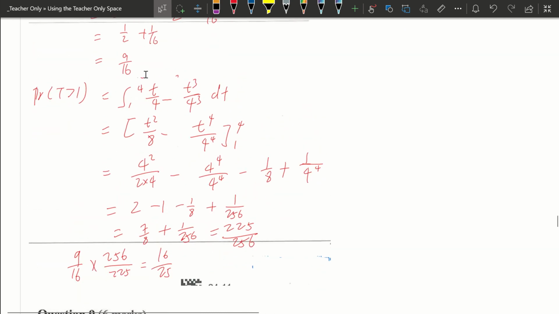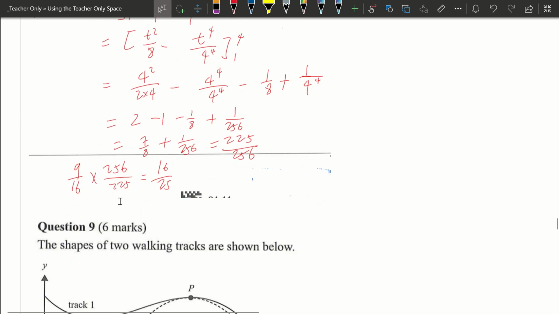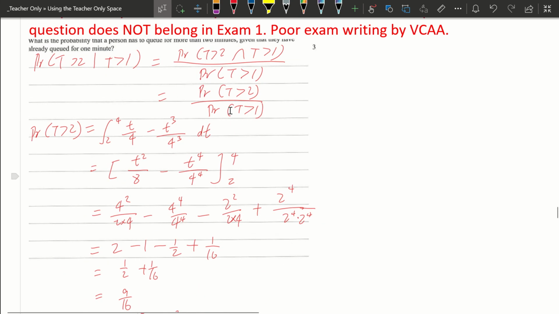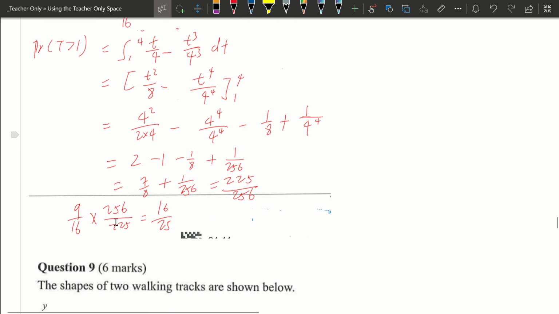All I've done here is 9 over 16, which is here. Instead of dividing by the probability that is bigger than 1, I'm multiplying by the reciprocal of it. When you are dividing by a fraction, you can multiply by the reciprocal. So 256 over 225, and you simplify, and you get 16 over 25.